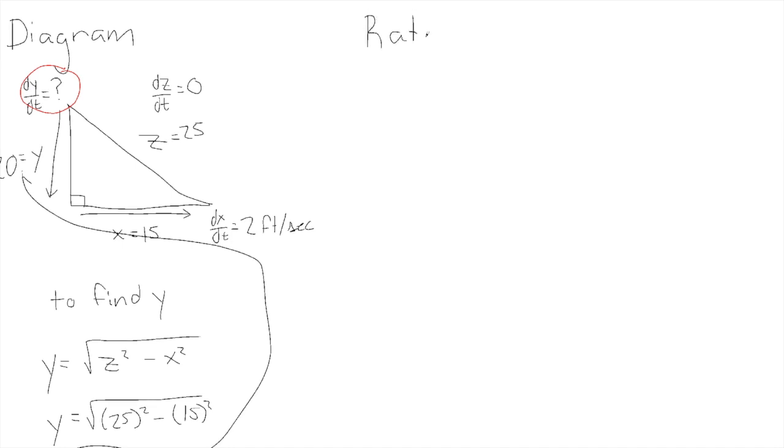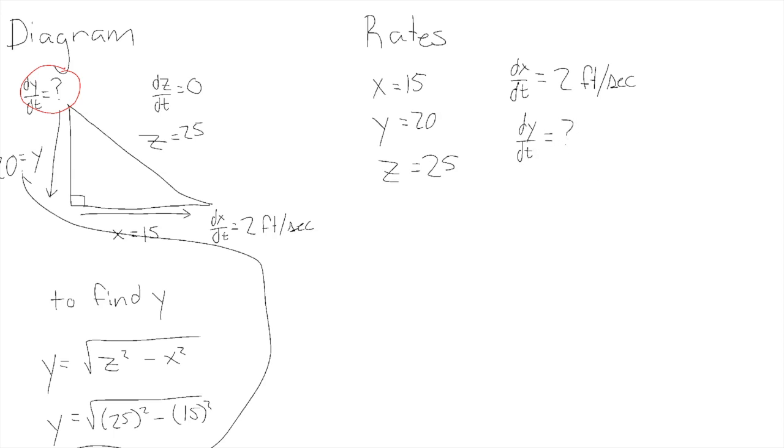Next, you'll want to write your rates off to the side to help organize your work. Your x is going to be 15, your y is going to be 20, your z will be 25, the dx/dt value will be 2 feet per second, the dy/dt value is what we're trying to find, so we'll circle it in red, and the dz/dt value will be 0 feet per second.